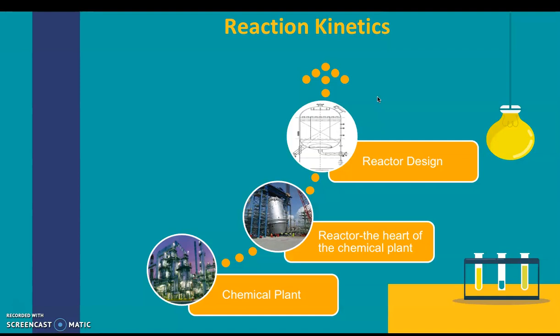The importance of reaction kinetics can be described in this diagram. In a chemical plant, you will have a reactor, which is the heart of a chemical plant. In order to design a reactor, the first thing you will need is the reaction kinetics, which includes your reaction rate. Bear in mind there are some chemical plants that don't have a reactor, such as the petroleum refinery. In a petroleum refinery there are more separators and distillation columns.